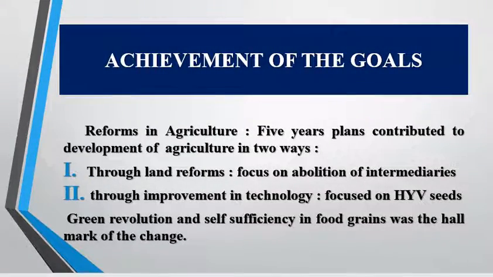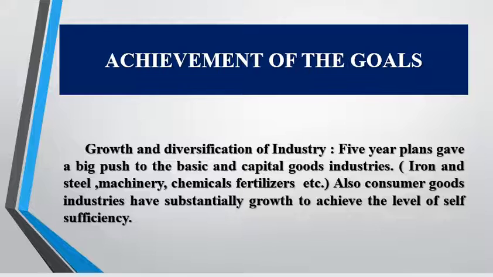Reform in agriculture. Five-year plans contributed to the development of agriculture in two ways. In the Indian population at the time of independence, 82% were engaged in agriculture, and backward techniques were used. So in agriculture, there were land reforms, abolition of intermediaries, tenancy reforms, and the ownership of the land was given to the tiller of the land. And there was the green revolution, which focused on high yielding variety seeds and adopting the latest technology in agriculture. Green revolution and self-sufficiency in food grain was the hallmark of the change.